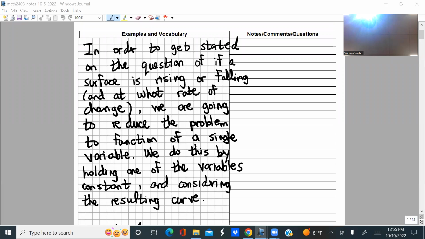So we're thinking about the question of is a surface rising or falling at a particular point, and how fast is it rising or falling? What's the rate of change of the surface at a particular point? I often think of that as function direction. Is the surface going up? Is the surface going down? What's the direction of the surface at a particular point? And how fast is it going up? How fast is it going down? How can we measure that rate of increasing or decreasing at a particular point?